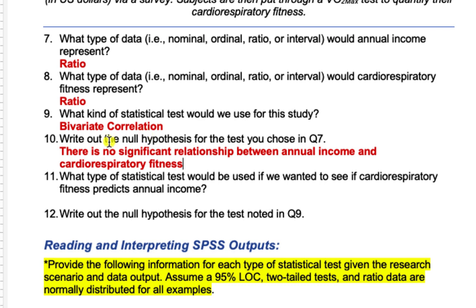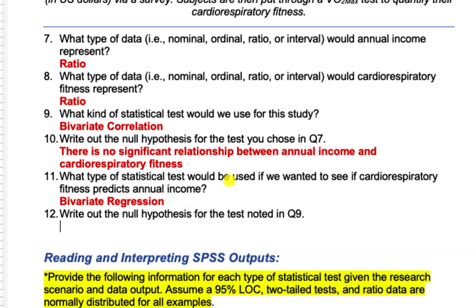Now, what if we changed our scenario and said what type of statistical tests would be used if we wanted to see if cardiorespiratory fitness predicts annual income? Recall that when our goal shifts from looking at just a relationship to actually predicting a certain variable, we would end up being interested in using a regression. So again, if you only write regression, that's half credit. You would need to specify that since we have two variables, we would be running a bivariate regression. And that would give you full credit.